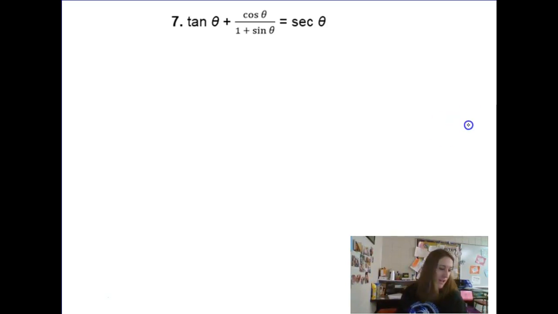Alright, number 7. I think the left side has the most promise when I look at number 7. Methinks. So let's look at using, you know what, let's trade tangent. Tangent is sine over cosine.